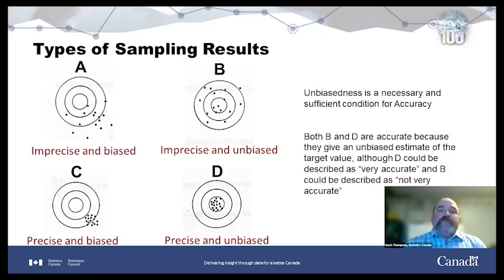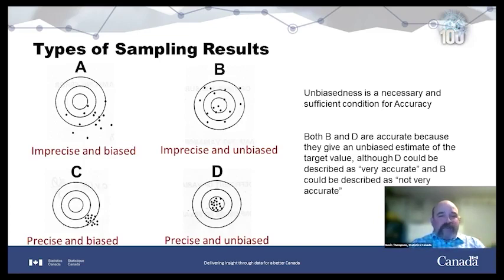So when we talk about accuracy, unbiasedness is a necessary and sufficient condition for accuracy. So unbiasedness and accuracy are effectively the same thing. So when people talk about how accurate a result is, they're talking about conditions B and D. If you want to say how accurate A or C is, you have to say they're not accurate in the sense that they don't give you the correct answer if you repeat it over time.